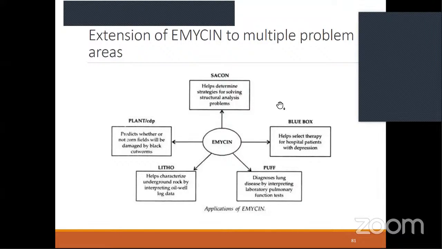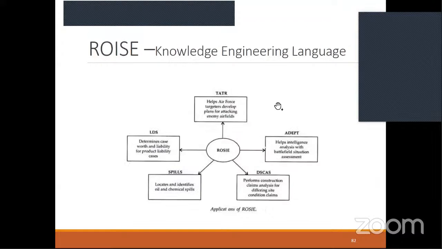This is how you change the functionality of an expert system by just converting your knowledge into OPS5, which is a symbolic representation language. There's one more knowledge engineering language known as ROSIE, and again you can convert your natural language sentences into ROSIE, and then it can change its application. In this case they have used it for the Air Force, for battlefields, for construction claims, and for chemicals and product liability cases. So the application changes by changing the knowledge base of our expert system.